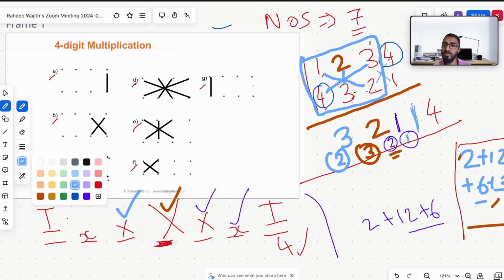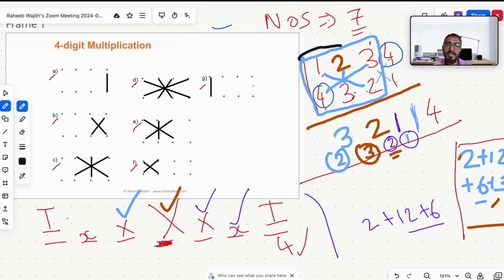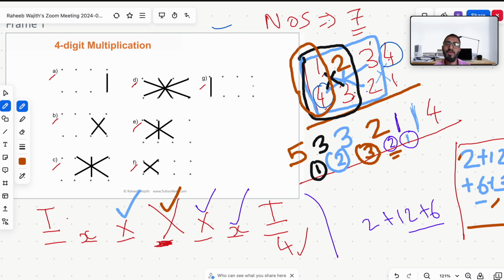Okay, now let's move on to the next step. Step number 6. Here we take these two grids. Yes, 1 into 3 is 3. 4 into 2 is 8. 8 plus 3 is 9, 10, 11. 11 plus 2 is how much? 13. So 1 will be carry forward. Now the last step is you will multiply these two numbers. 1 into 4 is 4. 4 plus 1 is what? 5. So this is your answer.